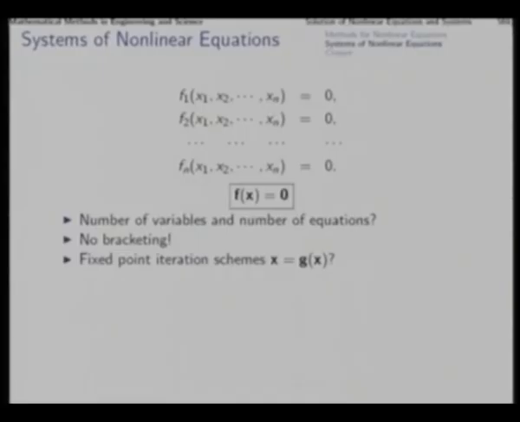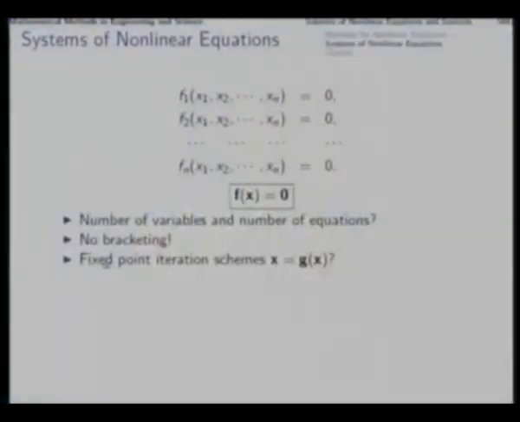So, now one comfort of a single equation is lost. You cannot talk of bracketing at all, because it is not a one dimensional line anymore, it is a multidimensional space in which you have to make the search. And if you try to work out fixed point iteration schemes like this, then there will be so many possible reorganizations of these equations that you cannot enumerate them out.